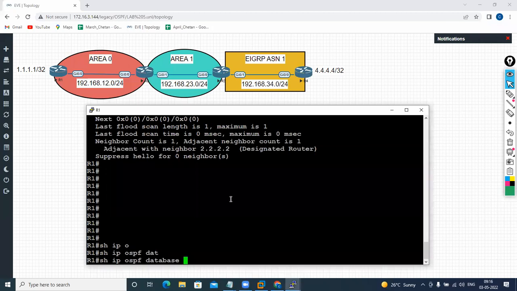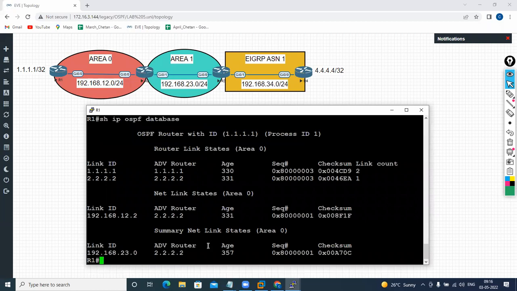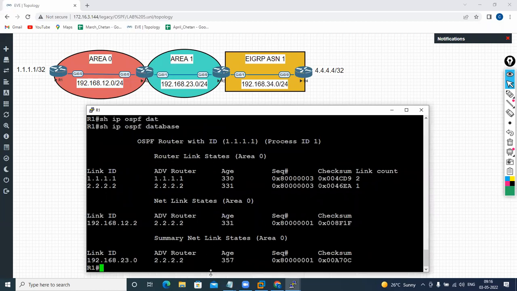Show ip ospf database. Enter. Now check. If we talk about type 1 LSA, this is a type 1 LSA. Who will originate? Every router will originate within the area. What is the flooding scope? Can you see on R1? R1, that is 1.1.1.1, is generating type 1 LSA, and 2.2.2.2 is generating an LSA. And who is the advertising router? 1.1.1.1, that is R1, and R2. So both will originate the LSA. And what is the flooding scope? Within the area.